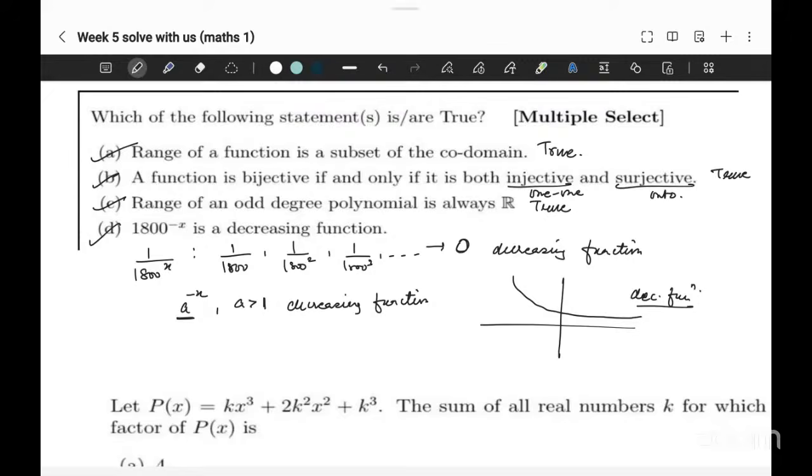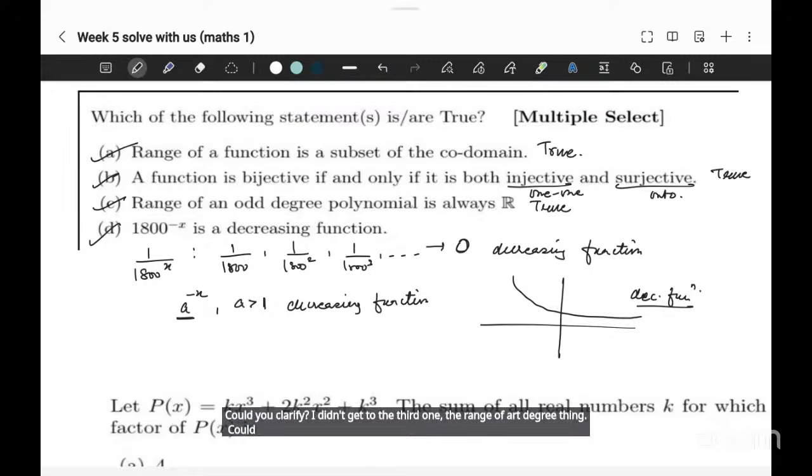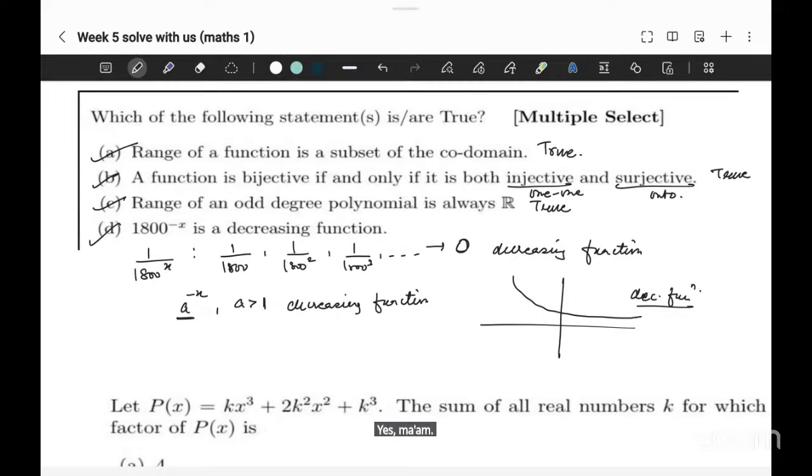Shall we move on to the next question? No, could you clarify? I didn't get the third one, the range of odd degree thing. Could you explain that part? The range of an odd degree polynomial is always R. Yes, ma'am.